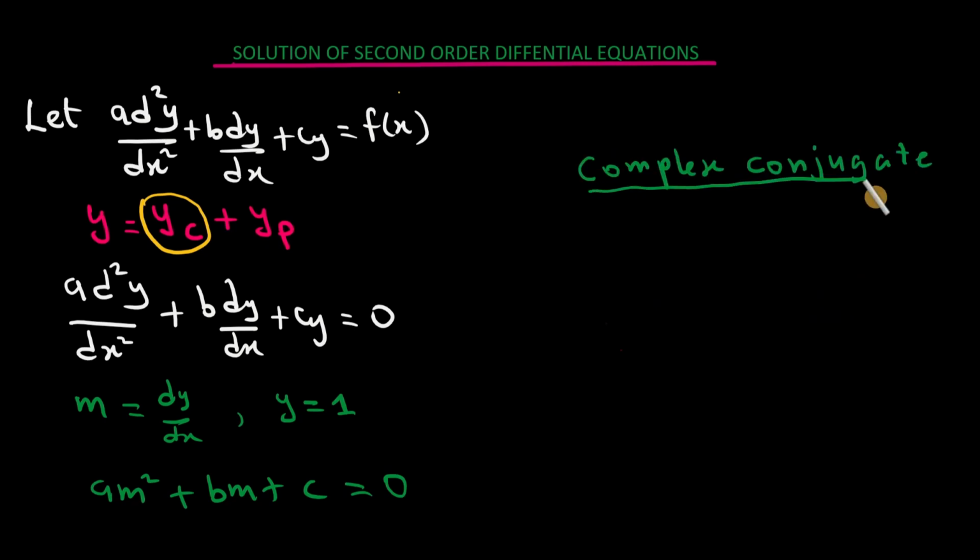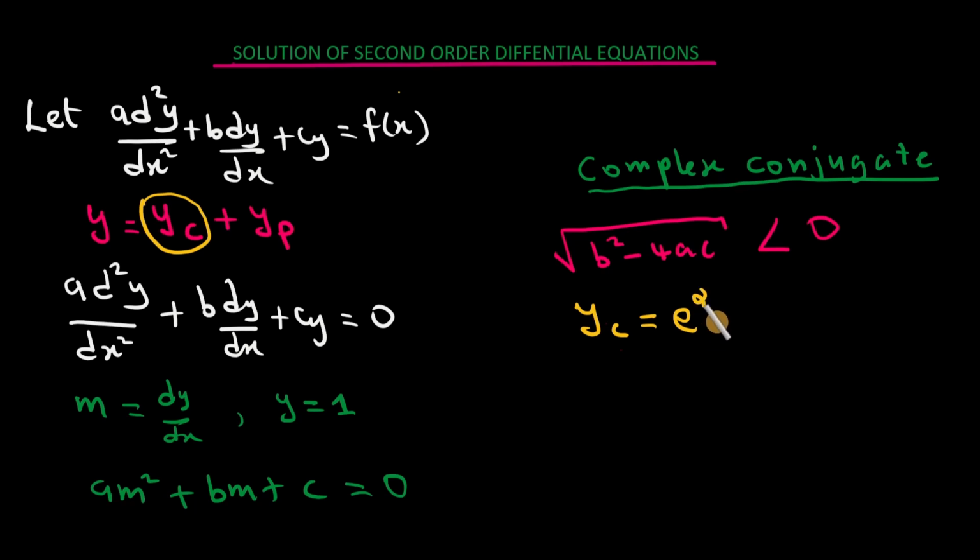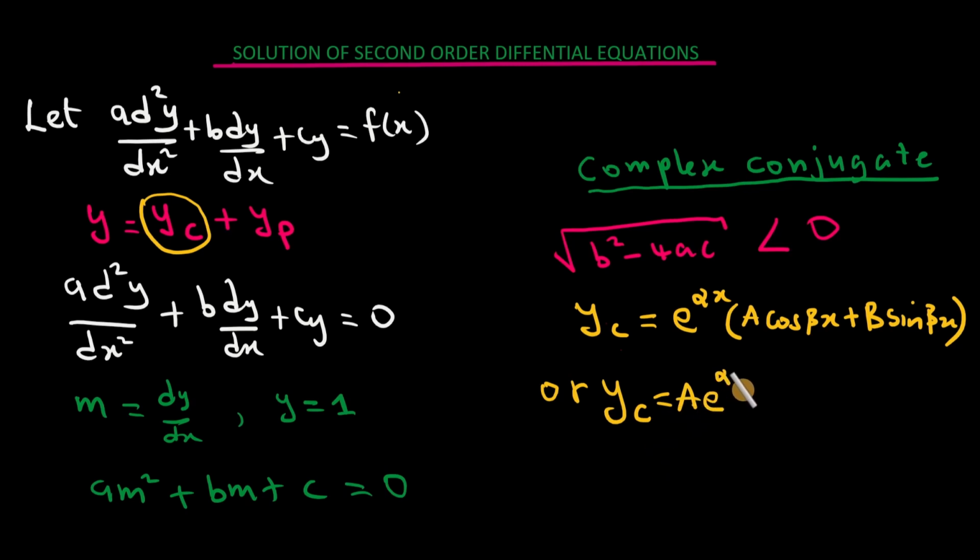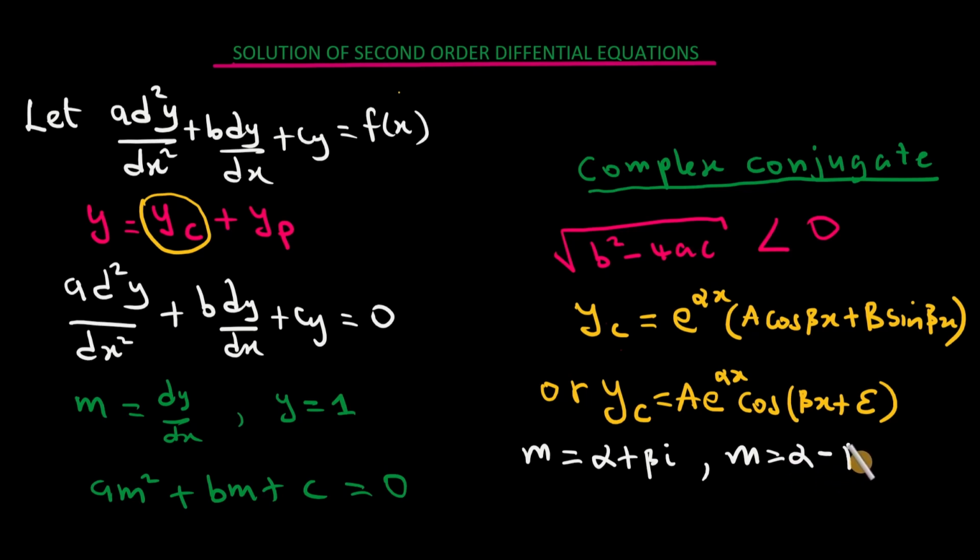Let's say the roots are complex conjugate, that is the discriminant b² - 4ac is less than 0. The general solution of this homogeneous equation will be in the form yc = e^(αx)(A cos βx + B sin βx), or yc = Ae^(αx) cos(βx + ε). m = α + βi, or m = α - βi are the complex solutions of this auxiliary equation.